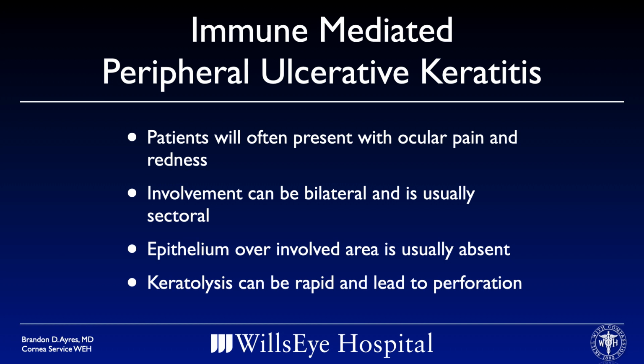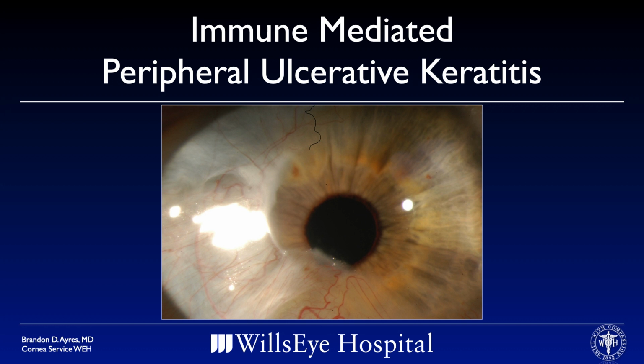So patients will often present similar to scleritis, very red, very painful eye. Involvement can be bilateral. It's usually sectoral. So it's rare that you see the entire cornea involved, but it is not impossible. And the epithelium at the limbus is going to be gone. There's going to be an epithelial defect. It's either thin or absent in most of these cases. And that keratolysis can be very, very rapid, and in many cases can lead to perforation.